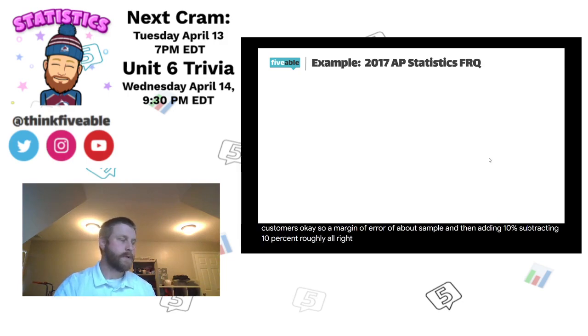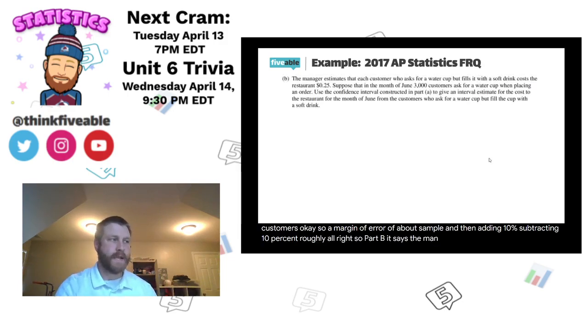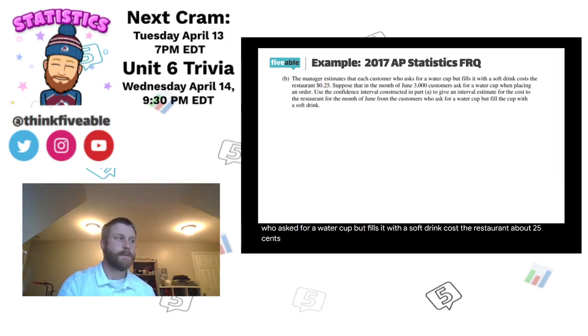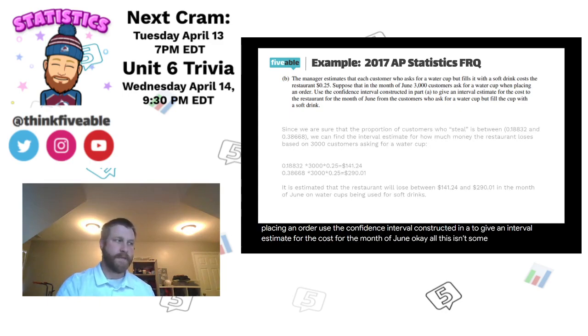All right. So part B, it says the manager estimates that each customer who asks for a water cup but fills it with a soft drink costs the restaurant about 25 cents. Suppose that in the month of June, 3,000 customers asked for a water cup when placing an order. Use the confidence interval constructed in A to give an interval estimate for the cost for the month of June. Okay? All this is some basic math.